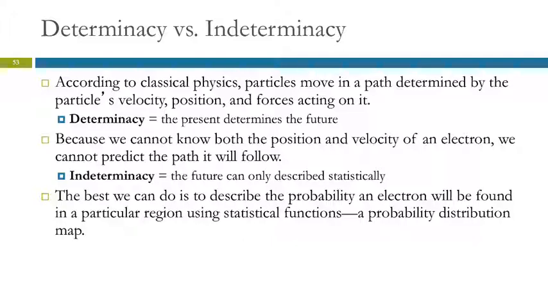This is known as indeterminacy. You cannot predict the future based on the present. We can only predict it statistically. So it's kind of fuzzy. The best we can do to describe the probability that an electron will be found in a particular region is using statistical functions. We can get a probability distribution map, and that's the best we can do.